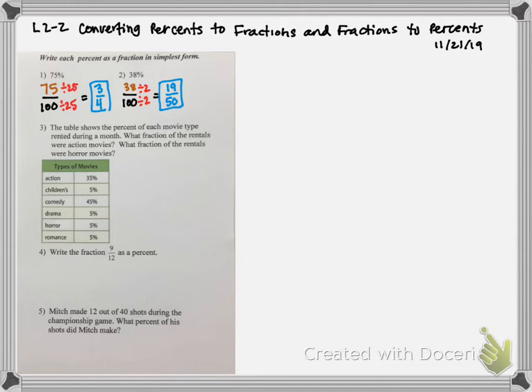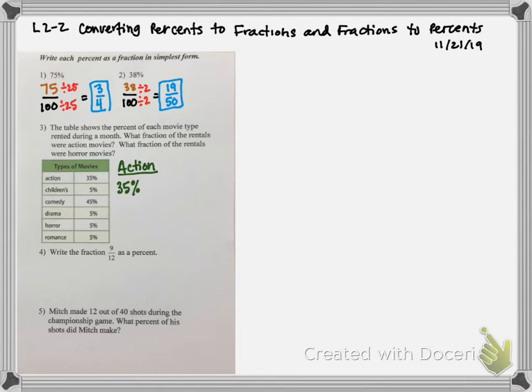Okay, let's see what number 3 wants us to do. The table shows the percent of each movie type rented during a movie. What fraction of the rentals were action movies? What fraction of the rentals were horror movies? So they actually want me to solve 2 different problems. The first problem deals with action movies. So I'm going to go ahead and take the action percent, which is 35%.